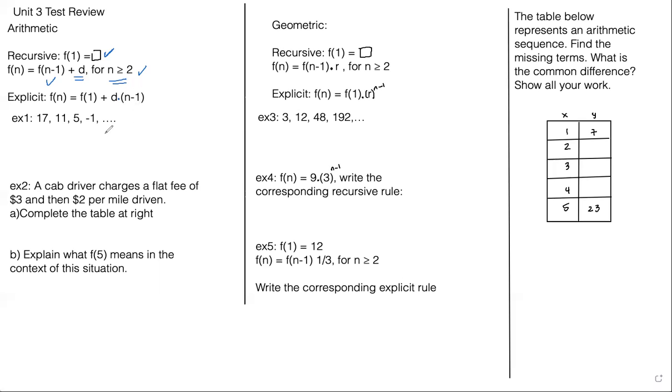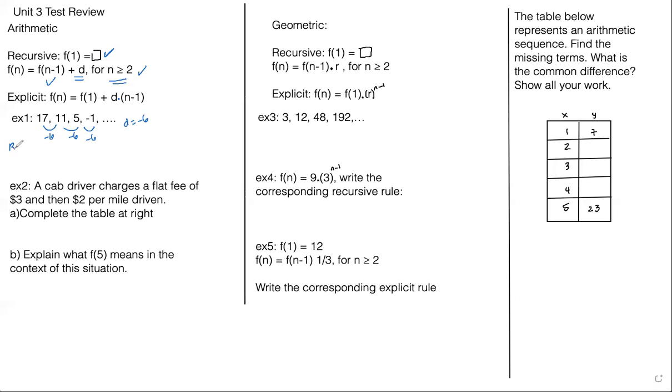All right, and then an example on this is, so you see 17, 11, 5, and negative 1. From 17 to 11, you subtract 6. From 11 to 5, subtract 6. If you subtract 6 again, you get negative 1. The common difference here is negative 6. So how do you write these rules, right?